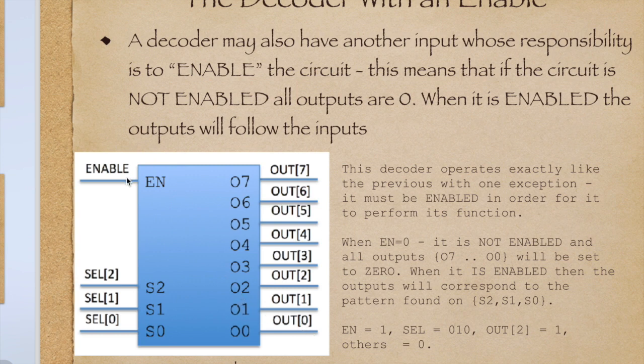Now, if the enable is a 1, now the decoder is able to function, and the pattern on the input will cause the associated output to be high. So if this is a 1 and all three of these inputs are 0, then output 0 will be a 1. If this is high and the pattern here is 1 0 0, which is a binary 4, then output 4 will be a 1. All of the other outputs will be 0.